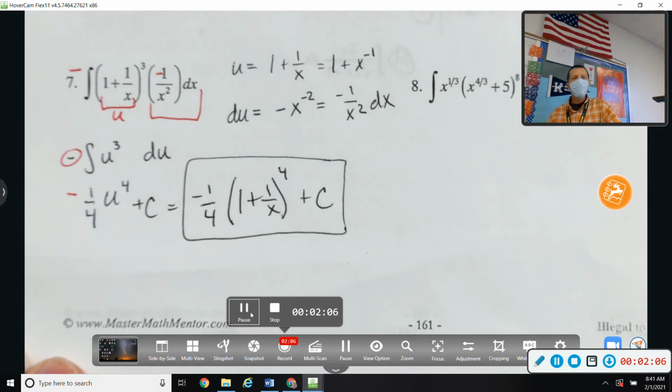Again, it's just more practice to figure out the best way to find u. You want it to be complicated enough to make your integral easier, but you don't want to make it too complicated because then the derivative is a giant mess. So it's that balance of making u be enough stuff to help, but not so much stuff that it ends up hurting you.